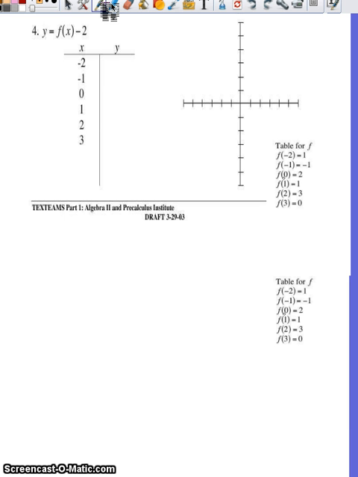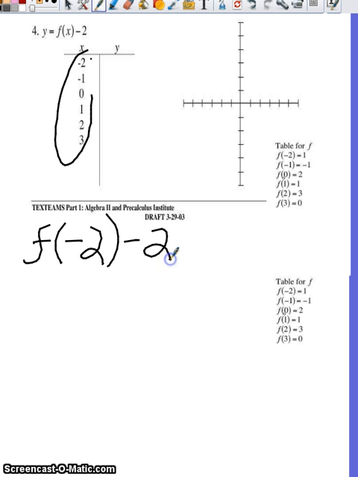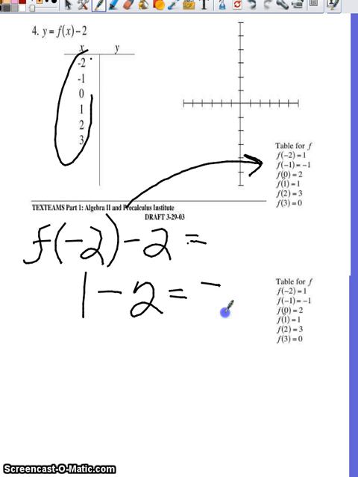So again, if I look at my table, here are my x values for this problem. I'll have f of negative 2 minus 2 is equal to what? So again, once I fill that out, I want you to look back at the table. For f of negative 2, my answer is 1. So to get my y value, 1 minus 2 is a negative 1. So my first value is negative 1.